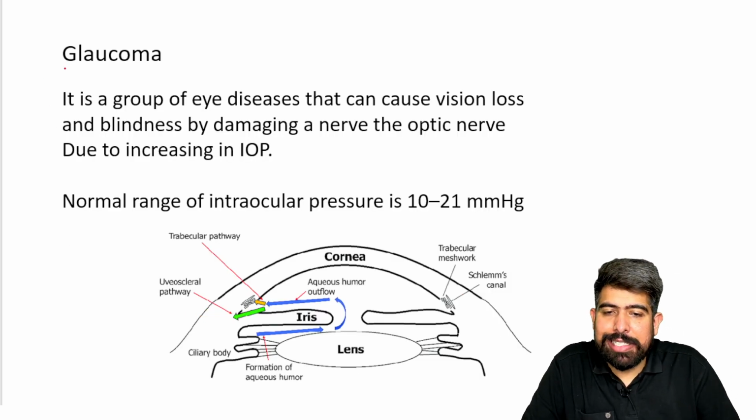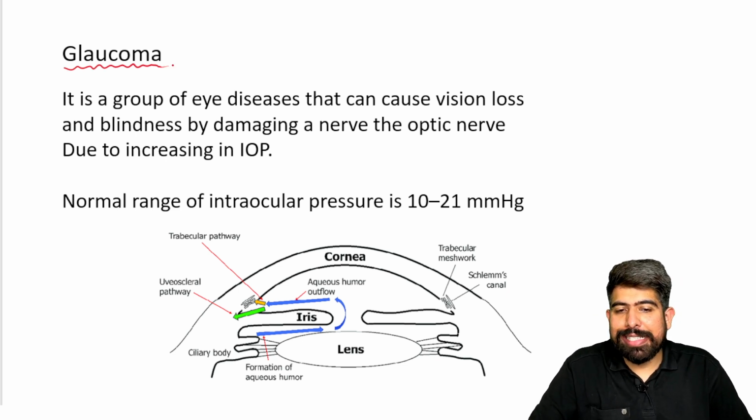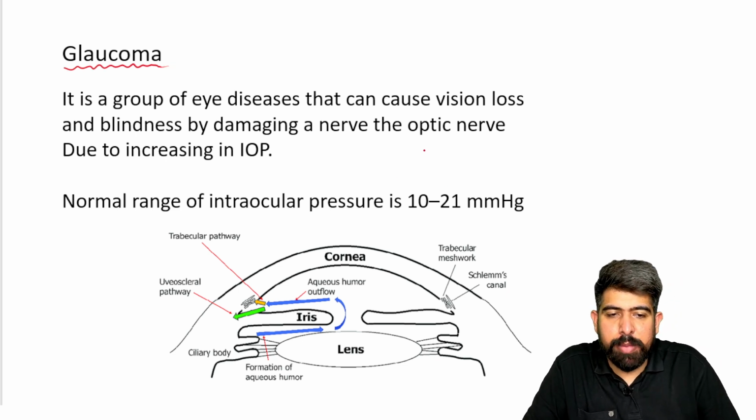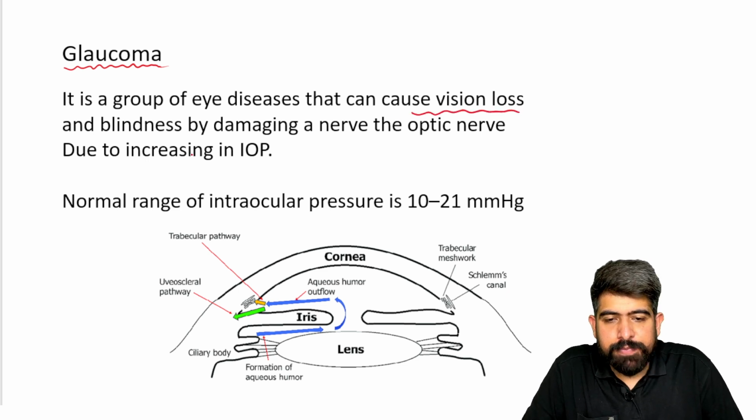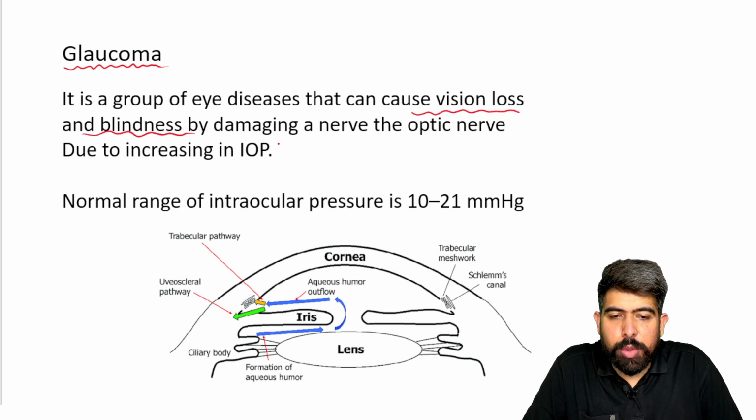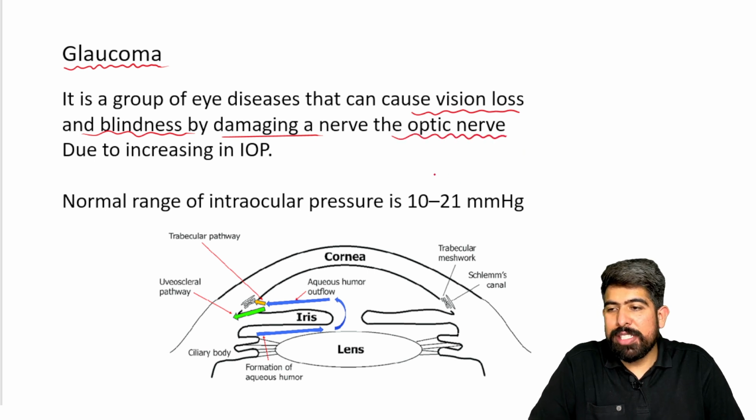Moving forward, next is glaucoma. Glaucoma is a group of eye diseases. There will be visual loss, and blindness can occur due to damage of your optic nerve. Damage of your optic nerve means optic neuropathy.